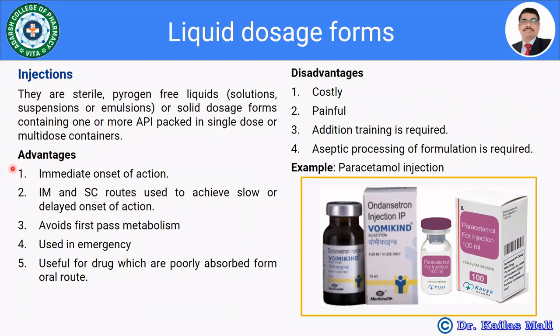Let us see the advantages of the injections. Here, in the case of injections, we are getting immediate onset of action. Then intramuscular and subcutaneous routes are used to achieve slow or delayed onset of action. It avoids first pass metabolism. It is used in emergency and useful for drugs which are poorly absorbed from the oral route.